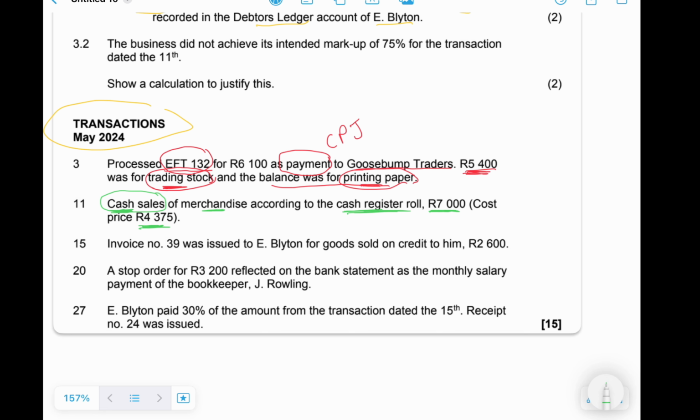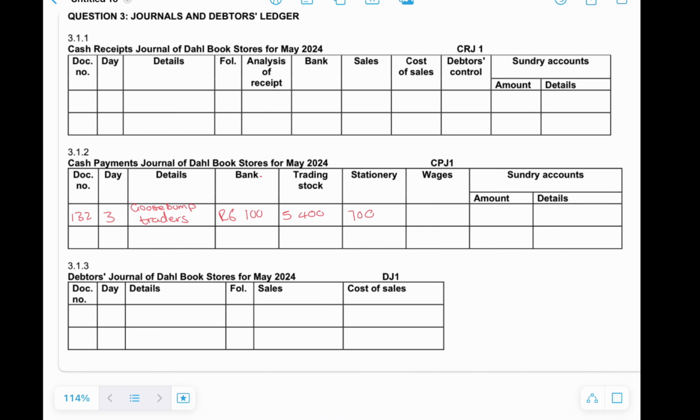So which journal do we go into? We go into the CRJ. Why do we go to the CRJ? Because we made a cash sale, meaning that we received money into the business. That's why we go into the cash receipts journal. In the cash receipts journal, it says document number. We didn't issue a receipt. This information we saw on a cash register roll, so our document will be CRR.